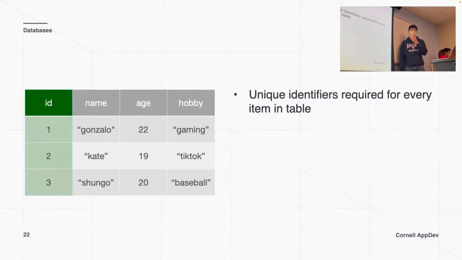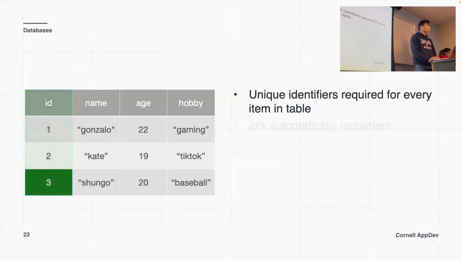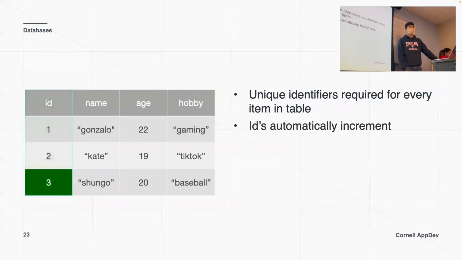So this is in a similar vein to last week's ID. We have an ID field that allows us to uniquely identify each of these elements in the table, right? So if I query ID 1, you'll find Gonzalo. If you query ID 2, you'll find Kate. And if you query ID 3, you'll find me. So these numbers are going to be unique for every entry in the table. And IDs are automatically set to increment, just like we did last week.